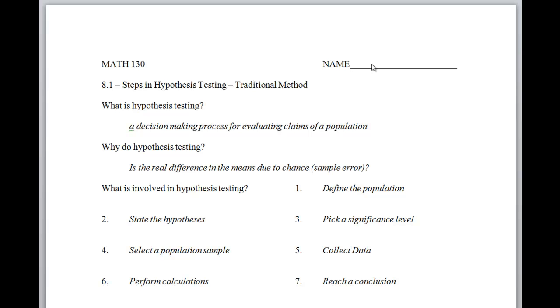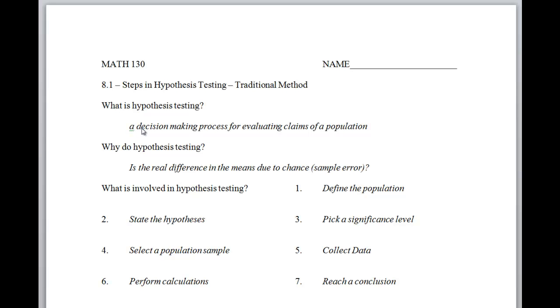We're going to start in Chapter 8, the steps of hypothesis testing, the traditional method. I have typed in most of the responses to this, and some will be hand-drawn. Today's section is going to be a lot of information about what we do with hypothesis testing and why we do it. The steps of hypothesis testing begin with a hypothesis.